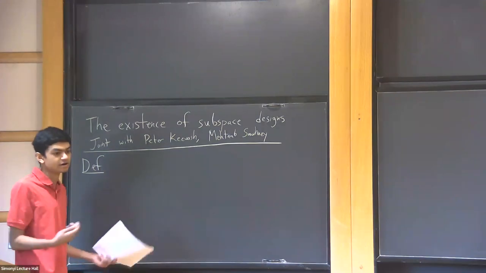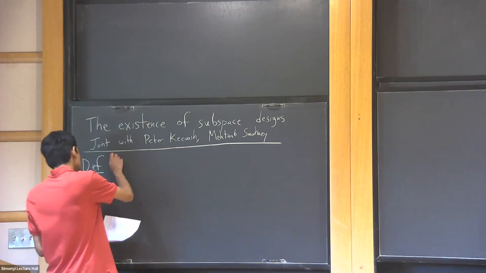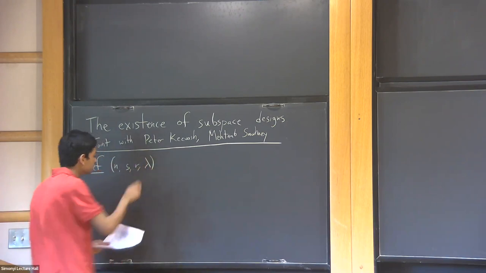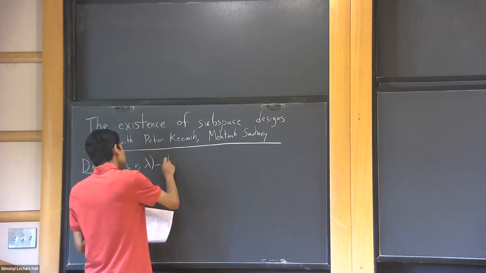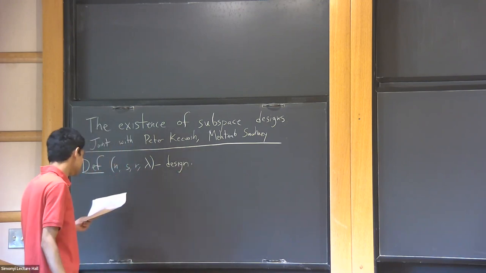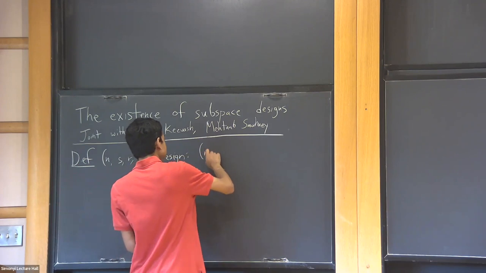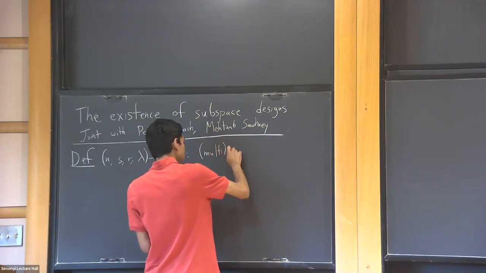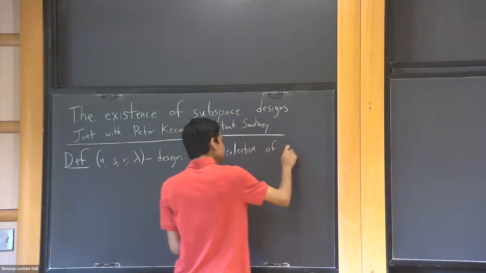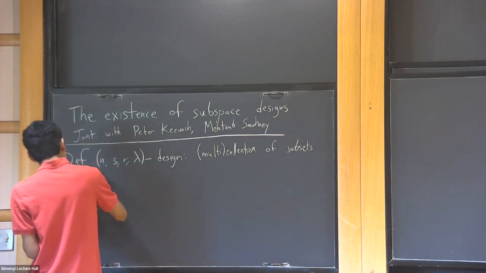So let me first talk about classical designs, which are often called Steiner systems. There are a couple of ways to notate them. I'm just going to use one particular one that I think is somewhat clear. So let's define an n, s, r, lambda design, which to us will be, let's say, a multi-collection of subsets of 1 through n.